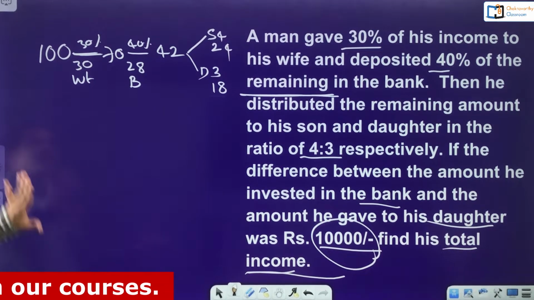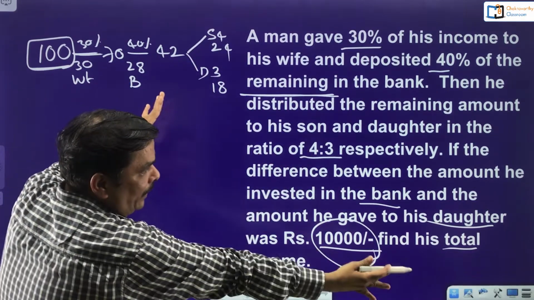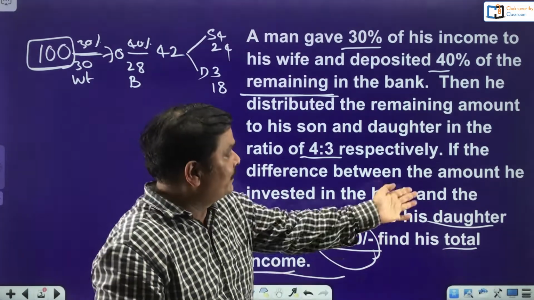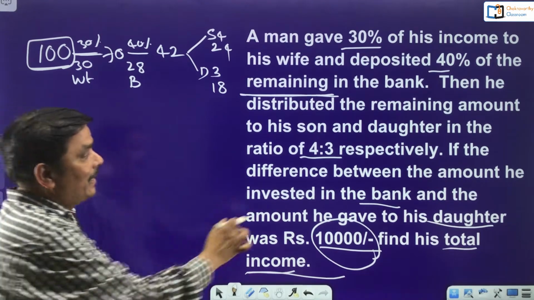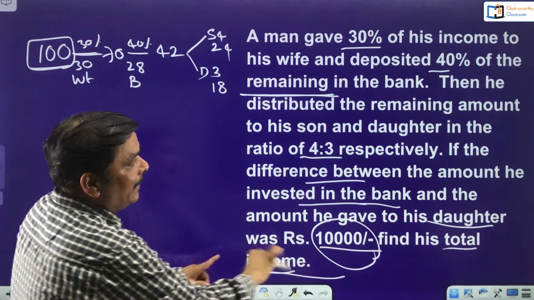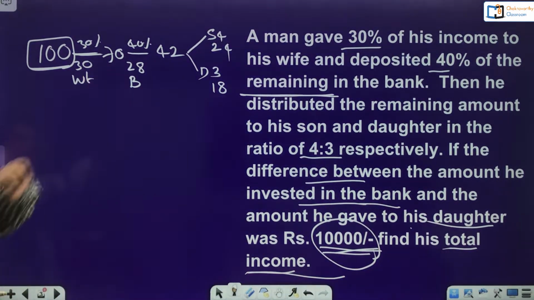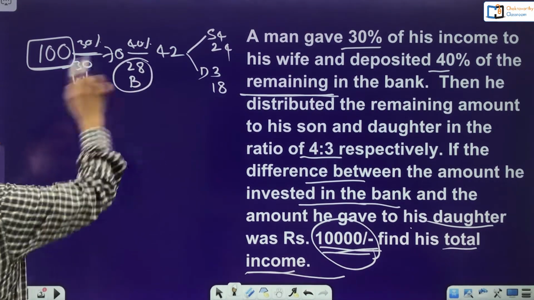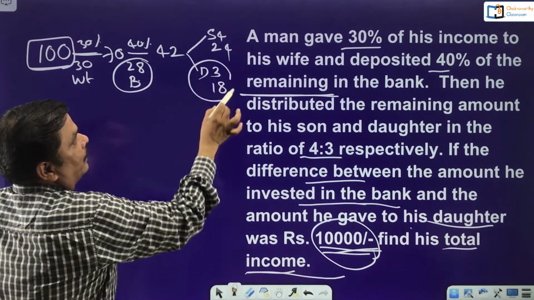Got the idea? So I have started with one imaginary number, 100, and distributed that one according to the figures given in the question. Then after that, you see students, they have given additional information. If the difference between the amount deposited in the bank and the amount given to his daughter is 10,000 actually. But with our imaginary figures, how much has he deposited in the bank? 28. Difference between this and the amount given to his daughter, that is 18.